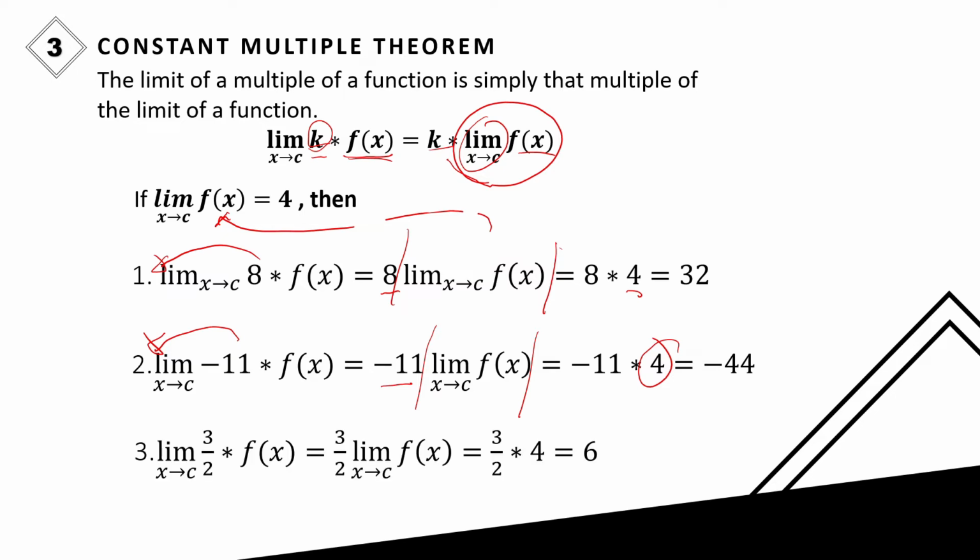And the last example, we have here 3 halves multiplied by your function. So again, yung 3 halves, lilipat natin. So we have 3 halves limits of f of x as x approaches to c. Meron tayong value nito which is 4. Kaya nag-substitute tayo ng 4. And then 3 halves multiplied by 4 is equal to 6. So by cancellation process, this is 2. 3 times 2, that is equal to 6. So that is the value of the limits of our function. So that's how we get the constant multiple theorem.